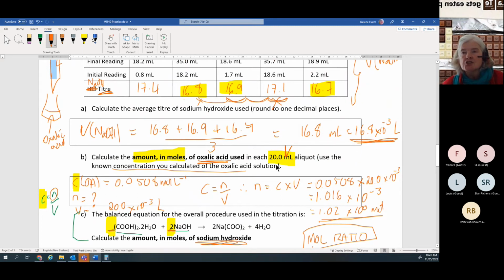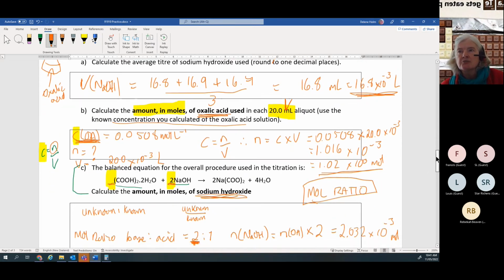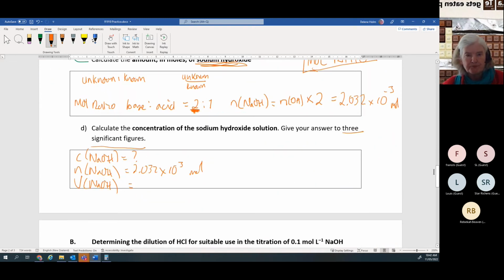Okay, so make sure you don't muddle up volumes. It is quite a common error where students put the volume of the acid when they're trying to work with a base, or they put the volume of the base when they're trying to work with the acid. That's why it's really important that you're always clear what you are working with, and you're less likely to make mistakes. So it's 16.8 times 10 to the minus 3.